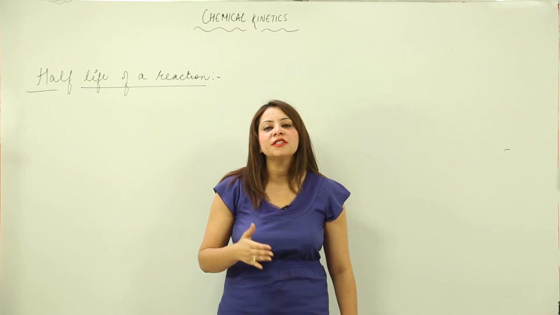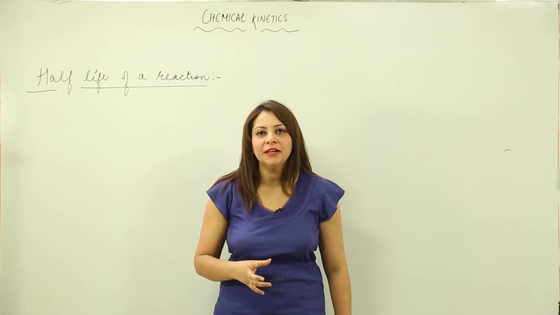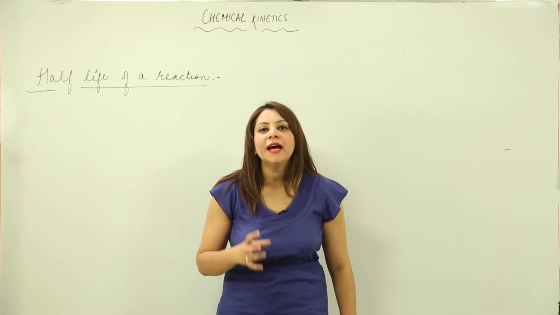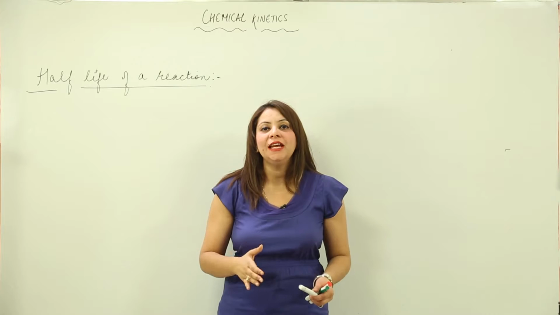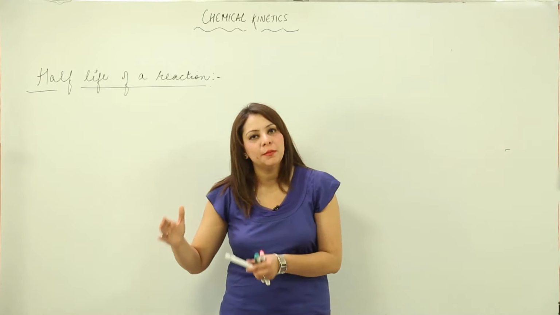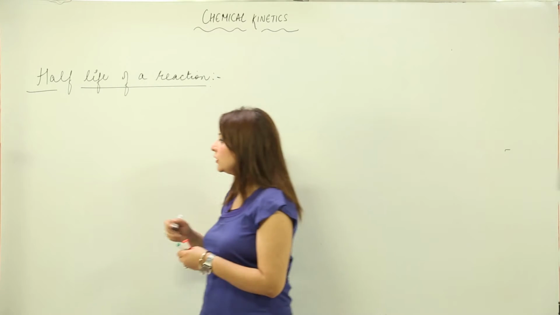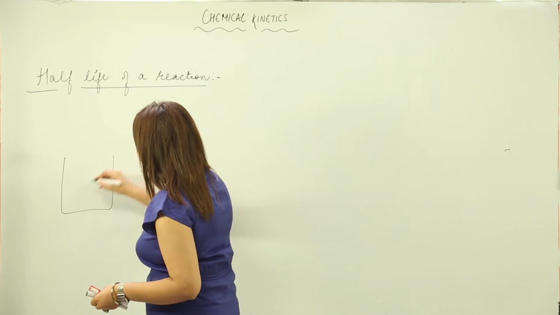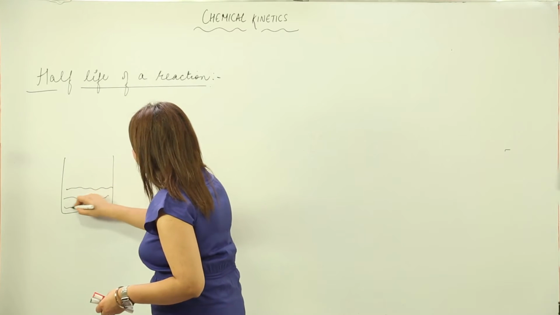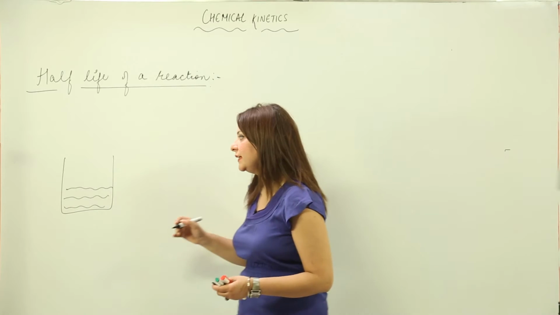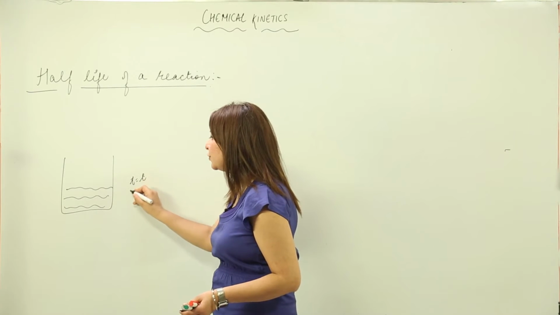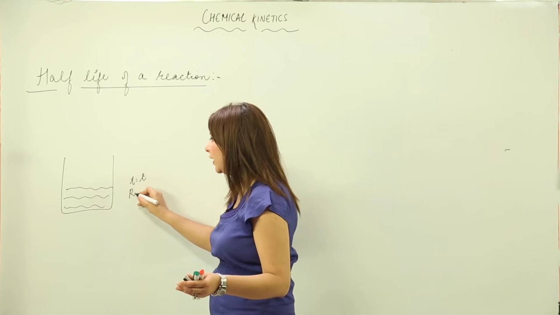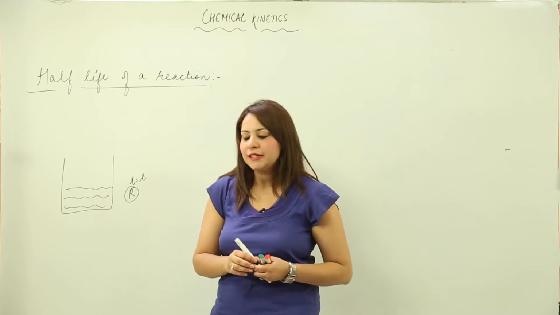Now we are going to start with a new characteristic of a chemical reaction, that is the half-life of a chemical reaction. Now, what do we mean by saying half-life period of a chemical reaction? Suppose in this beaker I have the reactants. When I start the reaction, the time is T and the concentration of the reactants is R, if we talk about the concentration.